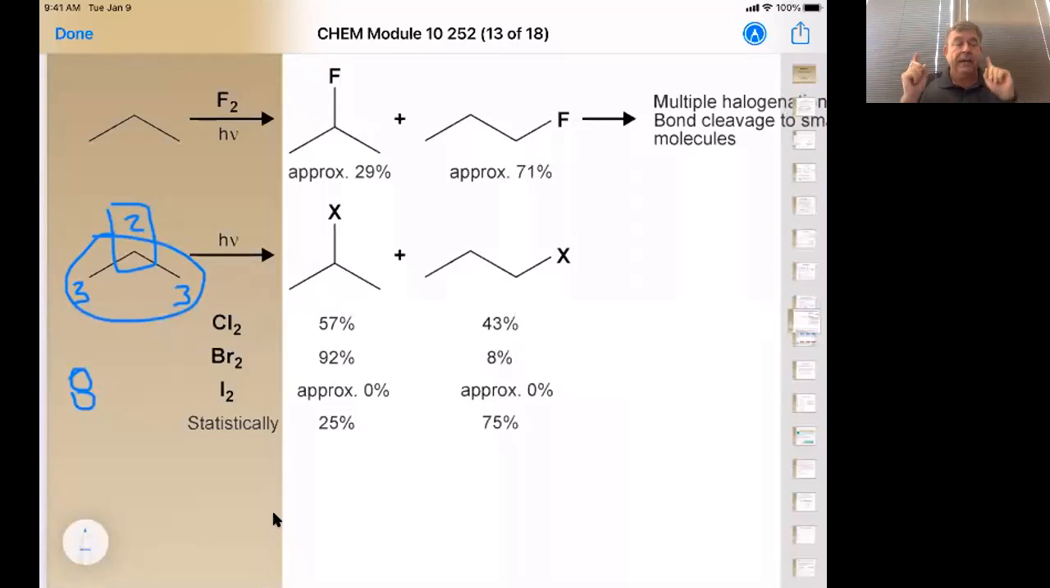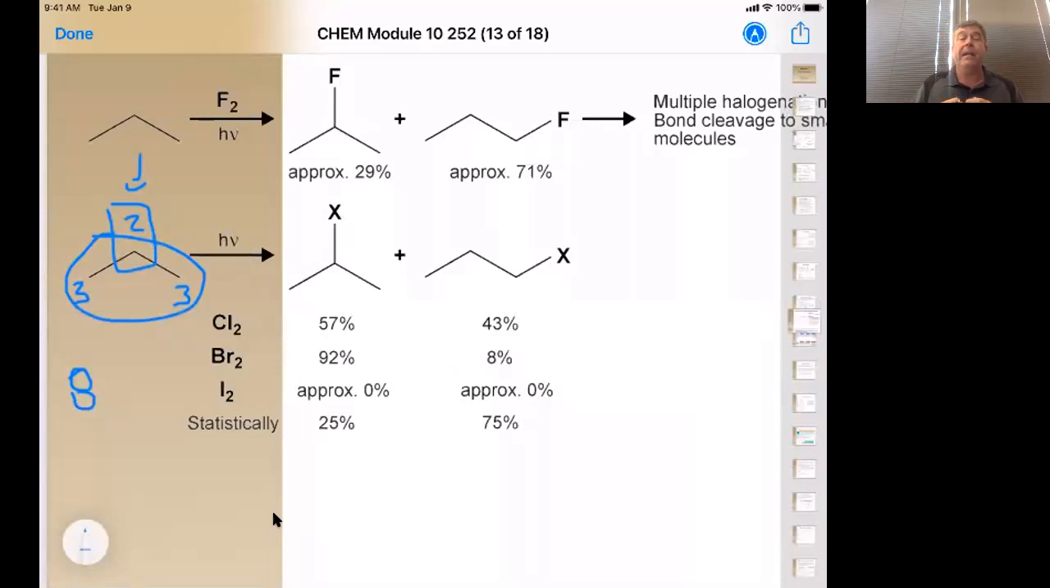However, I said secondary radicals are more stable than primary radicals. That means if we wait around for the most stable radical, we should have more reactions on the secondary site than on the primary site. If we can wait around, that means we're being very selective about where we're going to react.